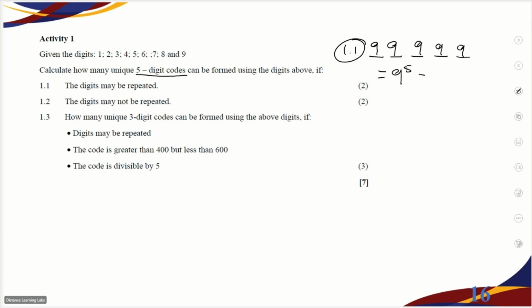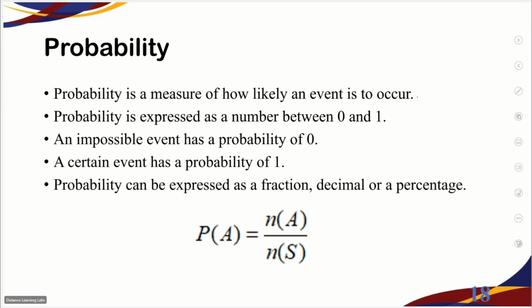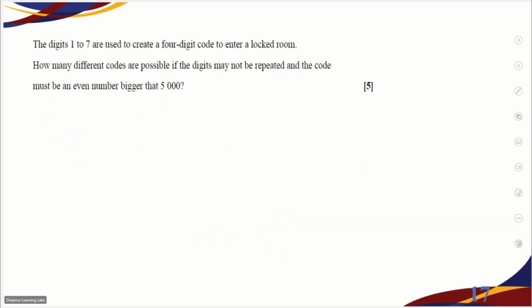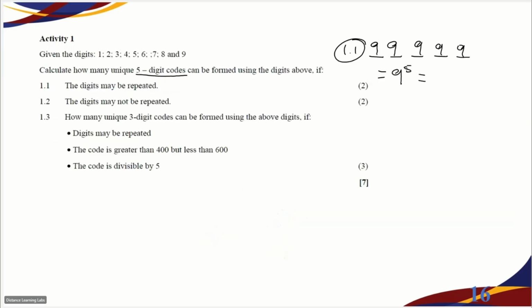You punch that in the calculator, 9 to the power of 5 gives us 59,049. 1.2 says digits may not be repeated.